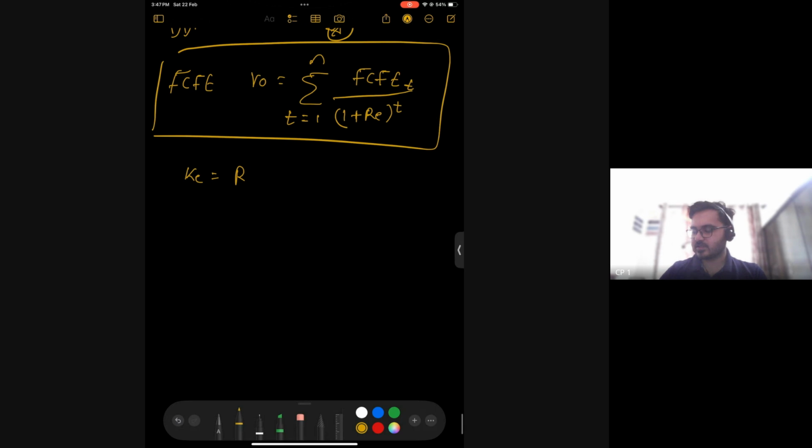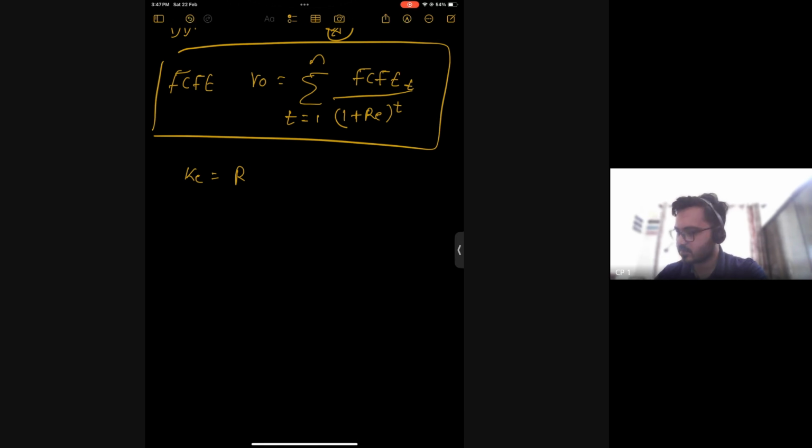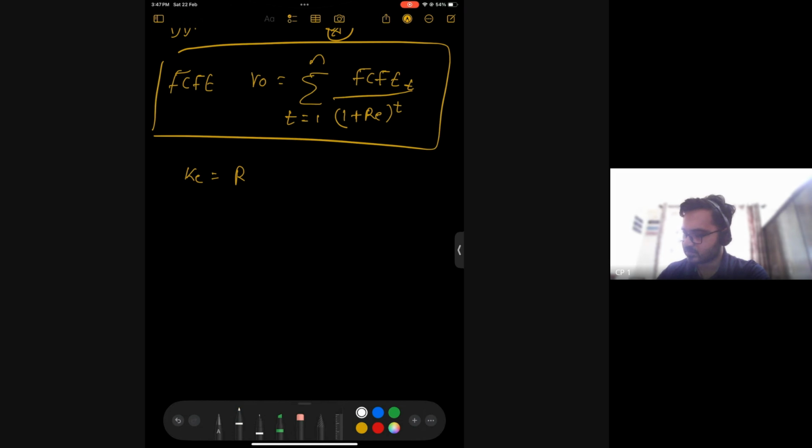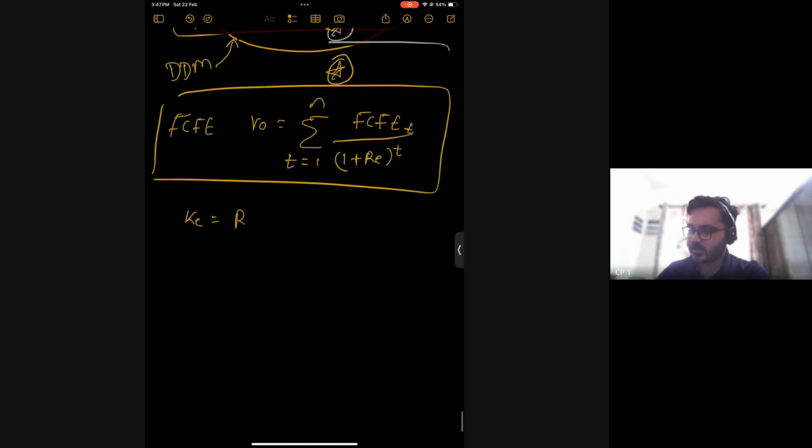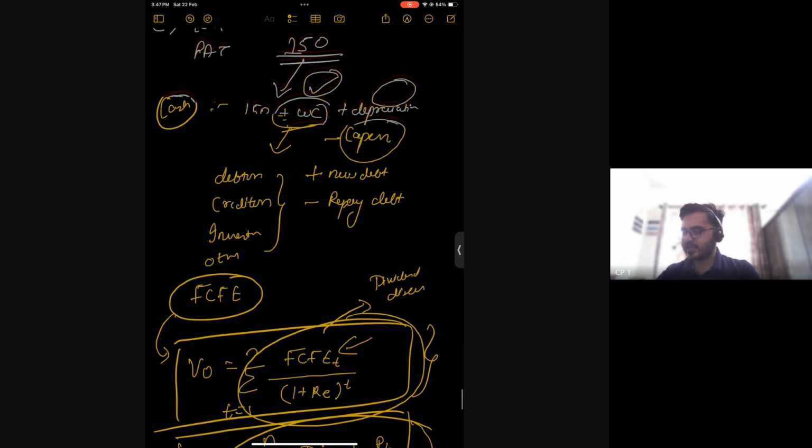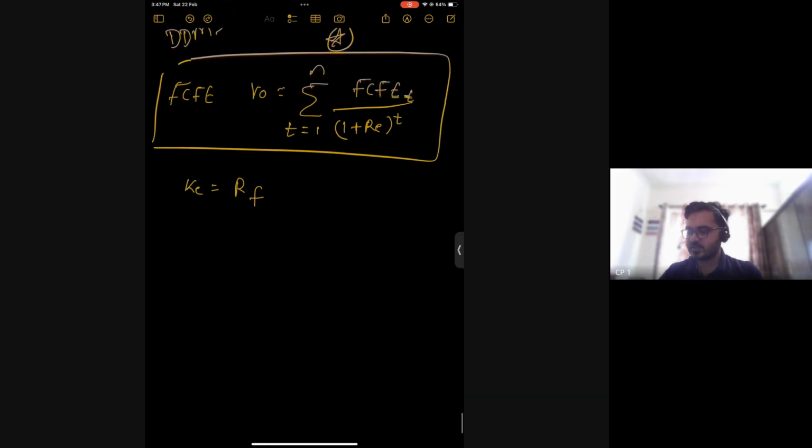Cost of equity is what this is. Anyways, I think we have already done this. So cost of equity is RF plus RM minus RF into beta.